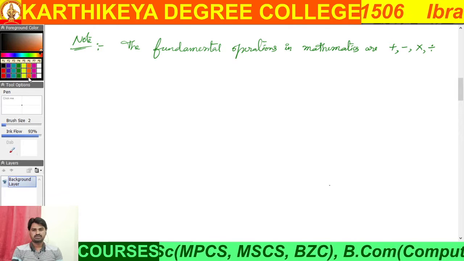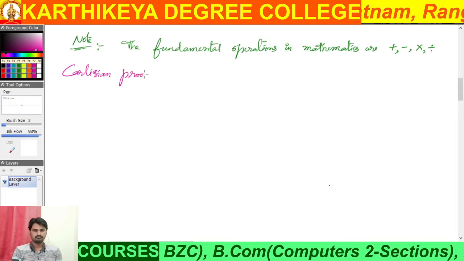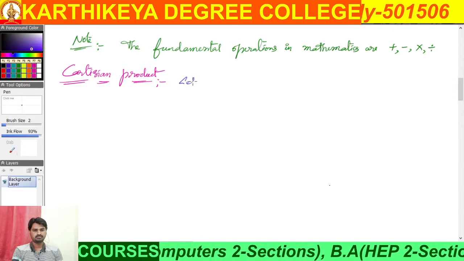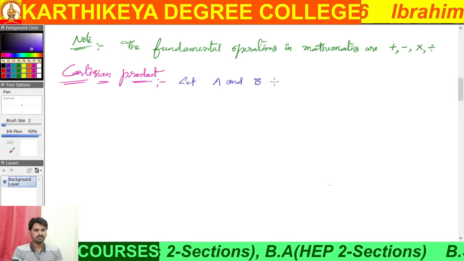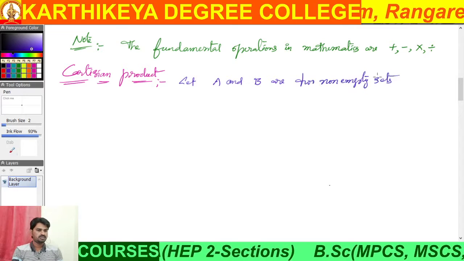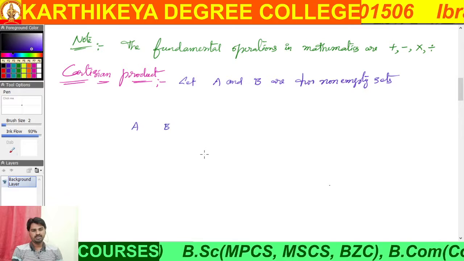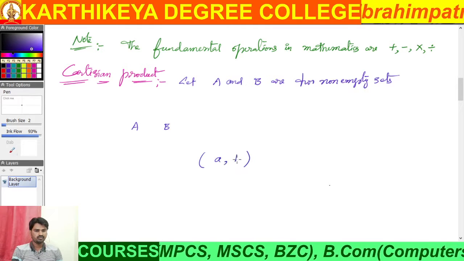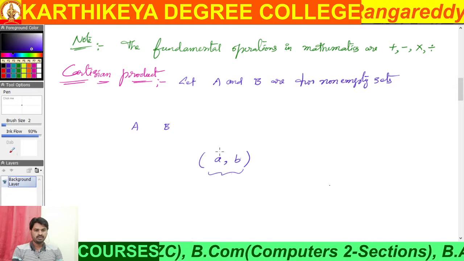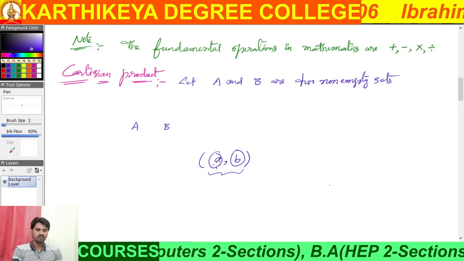Now sets, Cartesian product. Now I am going to discuss the Cartesian product. For the Cartesian product, first we need to take any two sets. Let capital A and capital B be two non-empty sets. First we are going to take the two non-empty sets, A set and B set. Already we know the ordered pairs. Ordered pairs means by taking two numbers, we arrange them in brackets separated by commas. In this ordered pair we have used two elements, A element and B element.